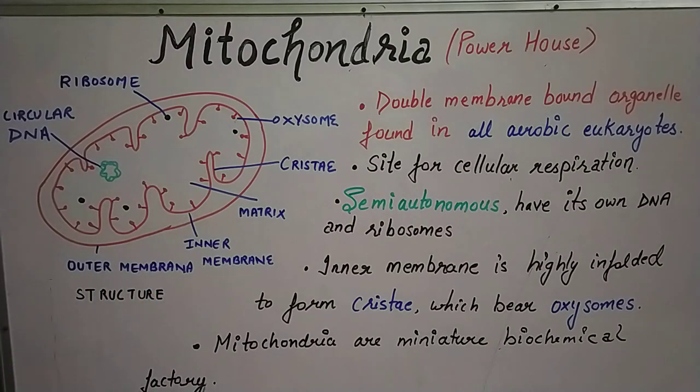Okay, this is mainly present in all the aerobic eukaryotes. Aerobic eukaryotes which require oxygen during the respiration, they are the aerobic organisms. Okay, in case of prokaryotes and in anaerobic eukaryotes, mitochondria are absent. Fine. So we were talking about the structure, outer membrane and inner membrane.